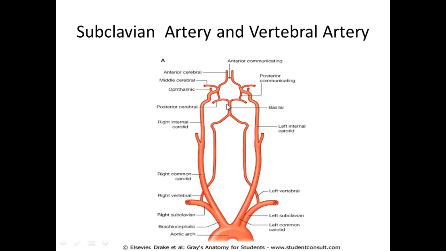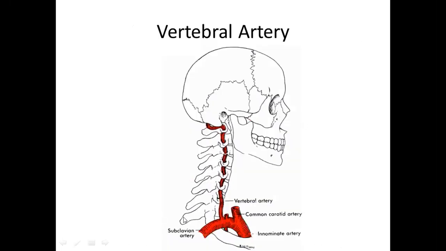So this is the subclavian artery. This is on the right side as it originates from the innominate artery. The right subclavian gives rise to the right vertebral artery. The right vertebral artery, as we said, passes in the foramen transversarium, which is the foramen in the transverse process of the cervical vertebrae. And lastly it enters the skull through the foramen magnum, on the upper surface of the atlas, which is the first cervical vertebra.